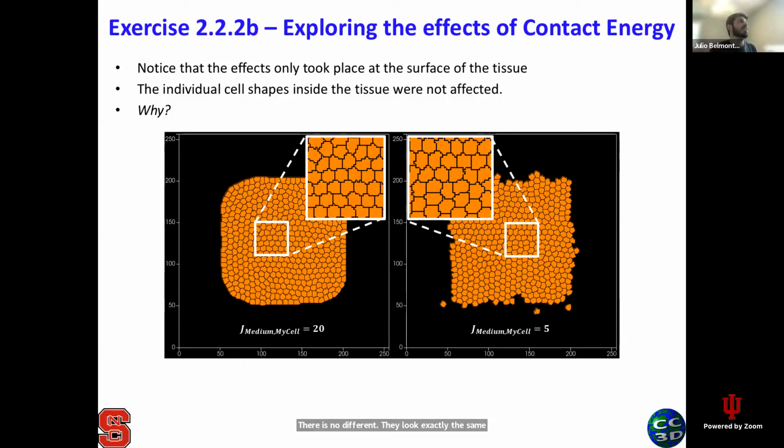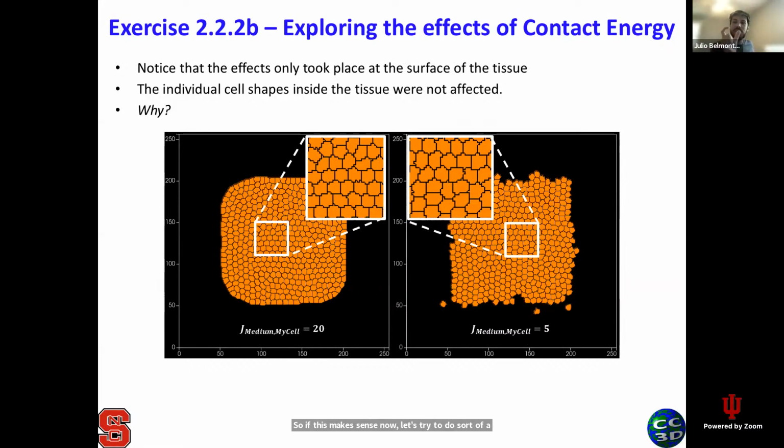And this happens because we didn't make any change to the energy between the cells. The energy between the cells themselves is exactly the same, and the noise level in the system is also exactly the same. So in the bulk of the tissue, nothing happens, okay? Does it make sense? If this makes sense now, let's try to do something a little bit more extreme.